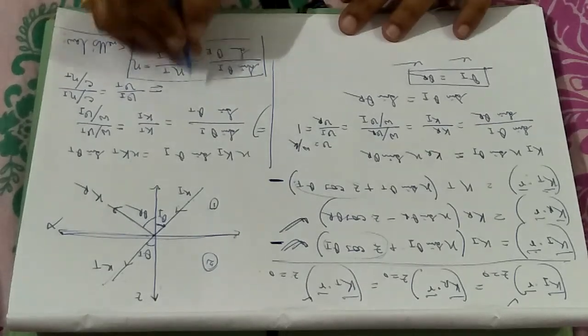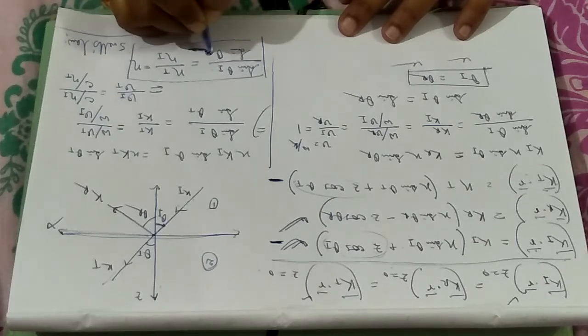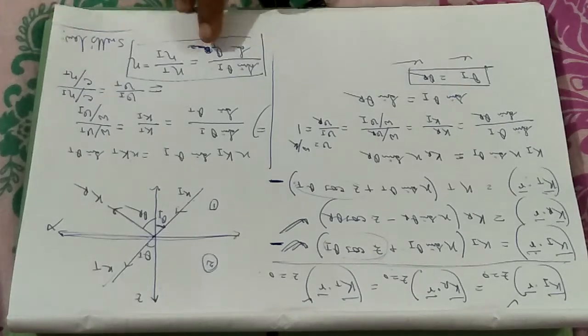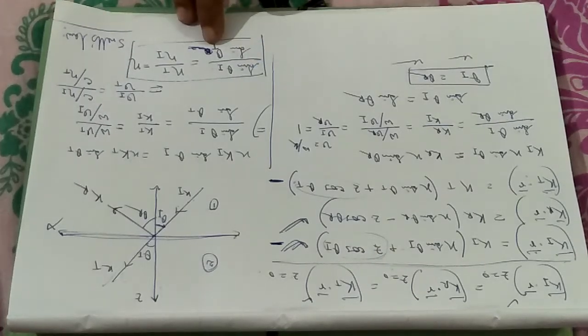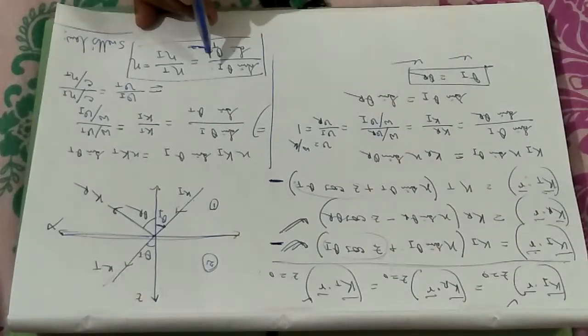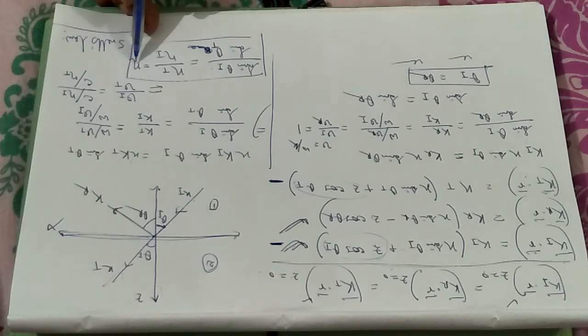Fourthly, we have proved the ratio of the angle of incidence to the angle of transmission. This is written wrongly. This is theta t. Remind me if I have made any mistake. This is theta t. The ratio of the sine of theta i divided by the sine of theta t, that is, the sine of the angle of incidence divided by the sine of the angle of transmission or refraction, will be equal to the relative refractive index of the mediums.